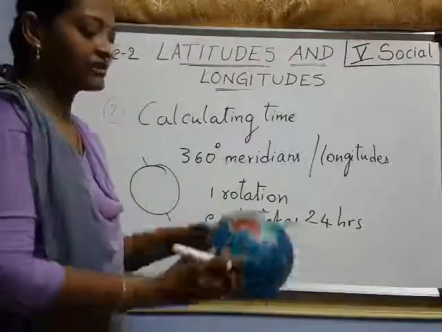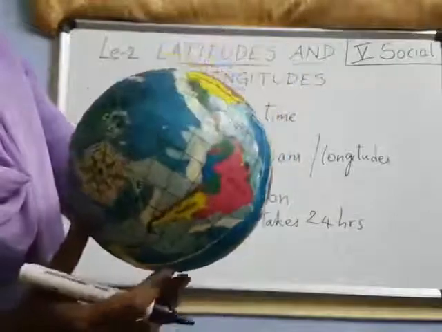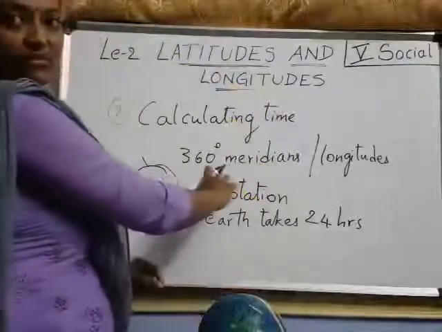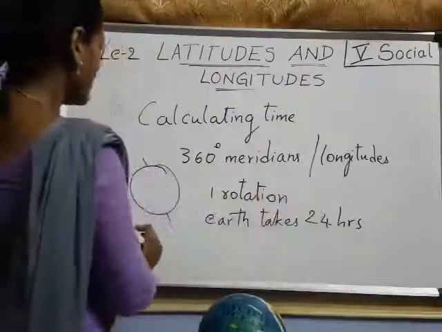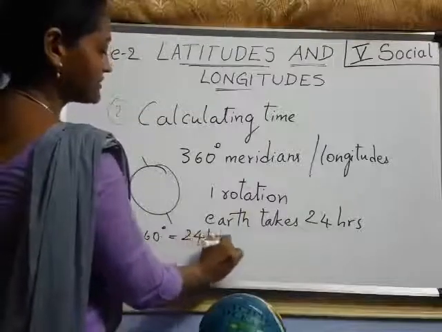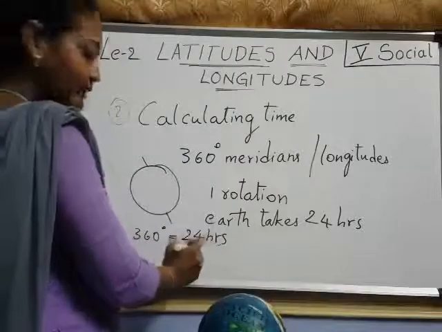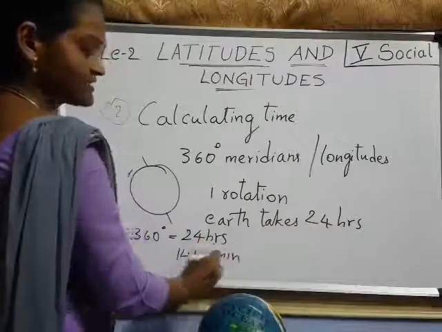Earth rotates on an axis, right? Like this. So when the earth rotates on its axis, it completes 360 degrees for one round. That takes 24 hours. That means 360 degrees takes 24 hours. Right, children? Now, if you convert these hours into minutes, then you will have these many minutes. Understood? How many?